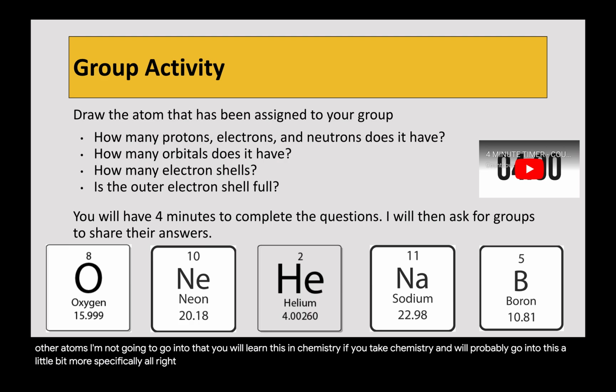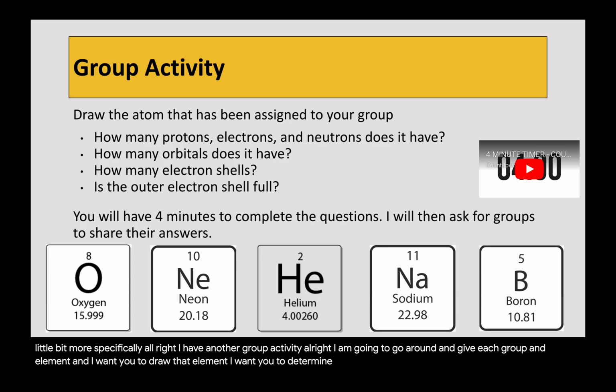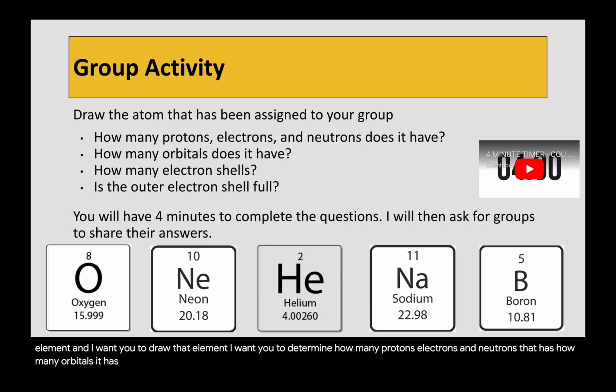All right, I have another group activity, all right? I am going to go around and give each group an element, and I want you to draw that element. I want you to determine how many protons, electrons, and neutrons it has, how many orbitals it has, how many electron shells it has, and is that electron shell full? I'm going to give you 4 minutes, and then again, I will ask for groups to share their answers.